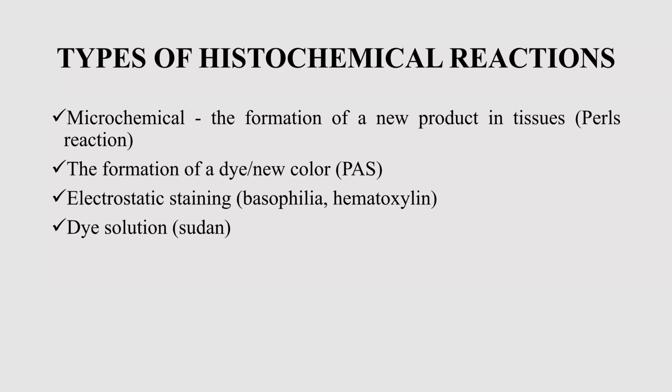And the fourth type of reaction is when, under the influence of external chemicals, we can dissolve something in the tissue. An example is Sudan stain, which helps us dissolve fats in tissues, and using this reaction we can change its color.